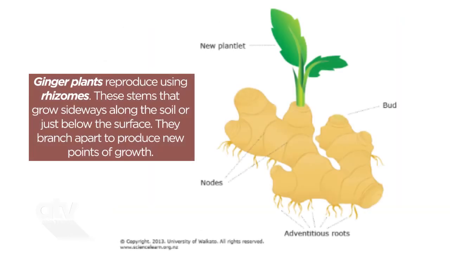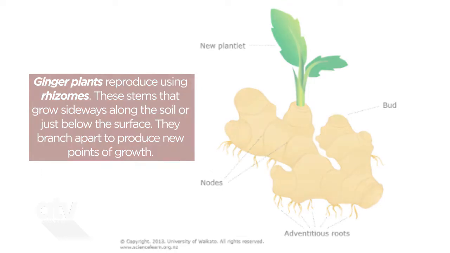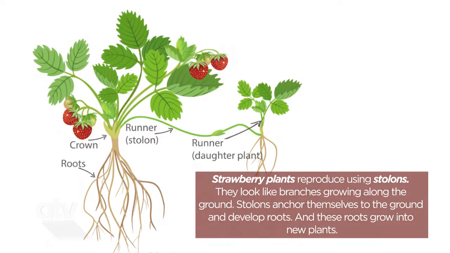Ginger plants reproduce using rhizomes. These are stems that grow sideways along the soil or just below the surface. They branch apart to produce new points of growth. Strawberry plants reproduce using stolons. They look like branches growing along the ground. Stolons anchor themselves to the ground and develop roots, and these roots grow into new plants.